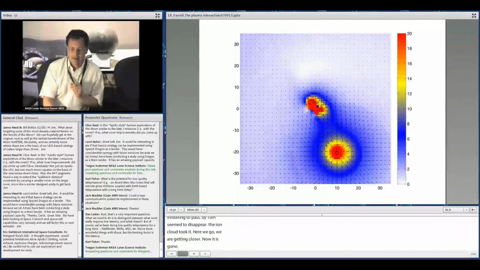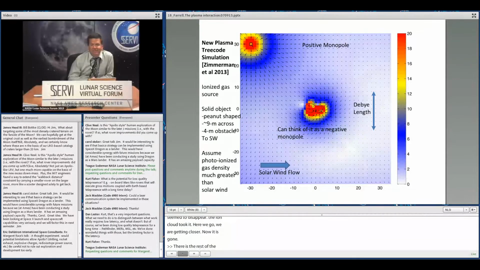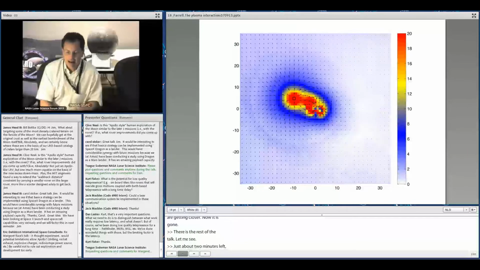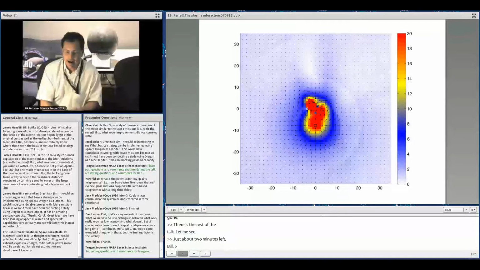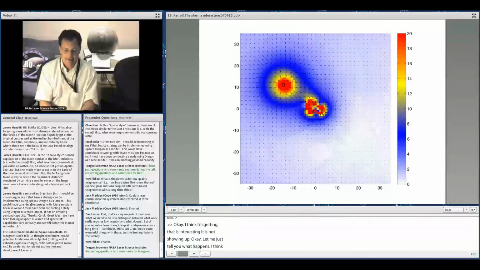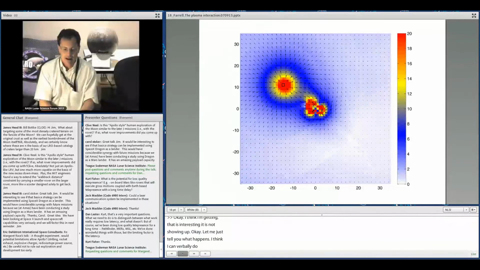Let me see. Just about 2 minutes left, Bill. Okay, 2 minutes left. All right. Let me just see here. You escape out of there? I think I'm getting it. Yeah, it's interesting because it's not showing up. All right. Okay, in these 2 minutes, let me just tell you what happens here. I think I can verbally do this. The gas, sorry about this, folks. There should be a talk here.